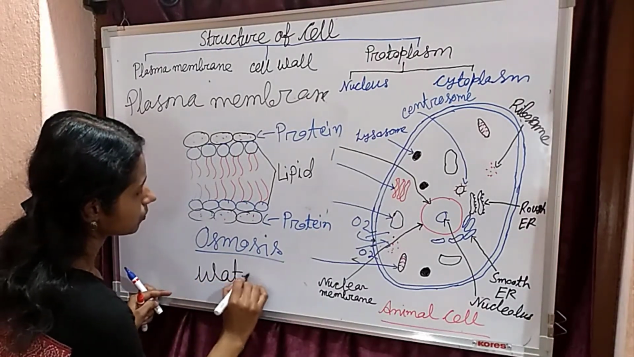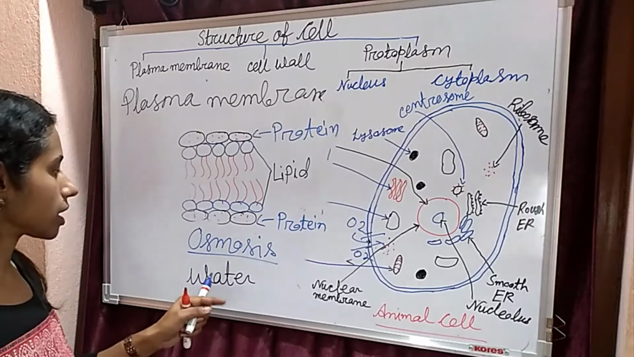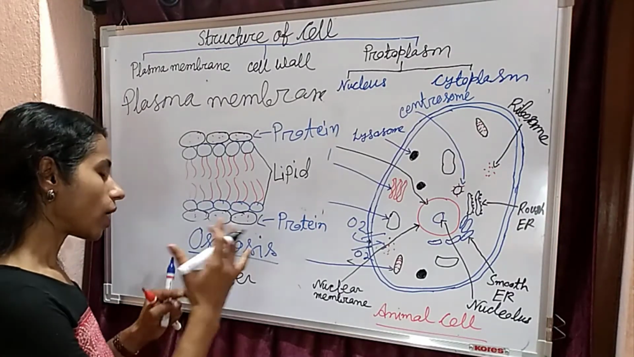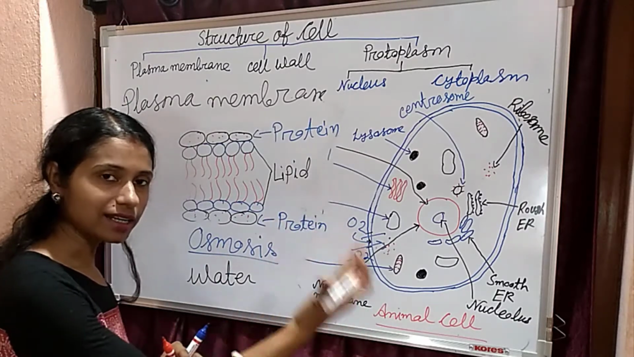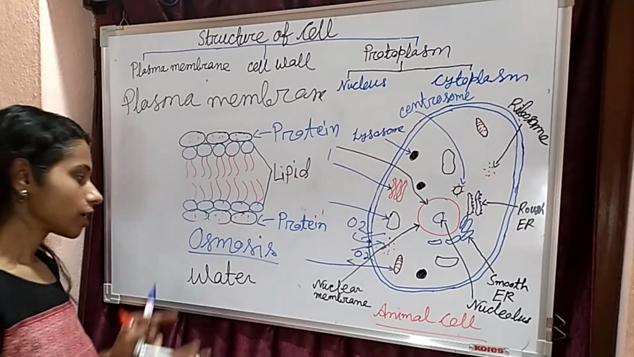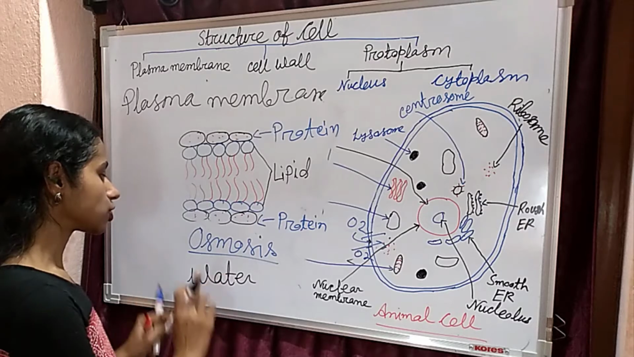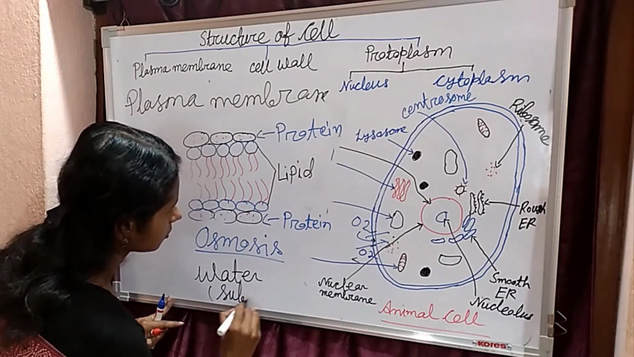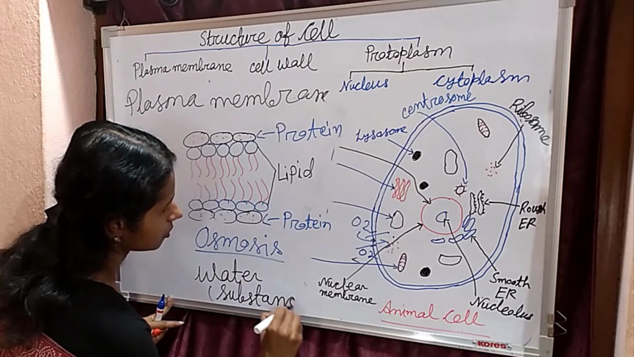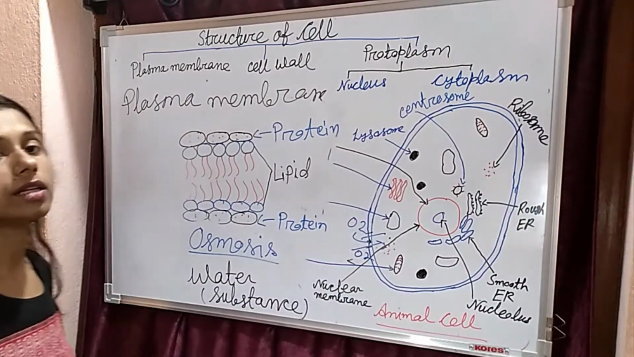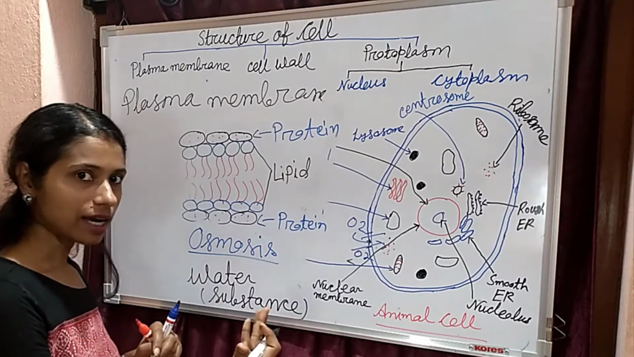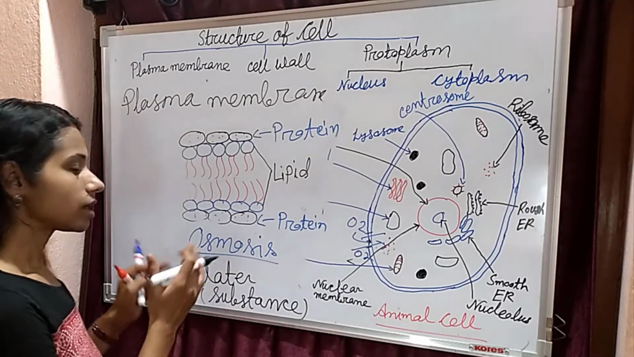Water exchange. We will discuss here about water exchange. Osmosis is a process through which water can get inside the cell and can come out of the cell. So the water concentration actually depends upon the substance present inside the cell. If more substance is present, the concentration will be high, and if less substance is present, the concentration is less.